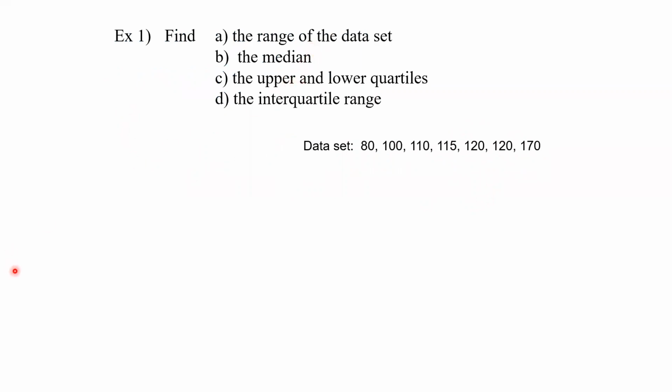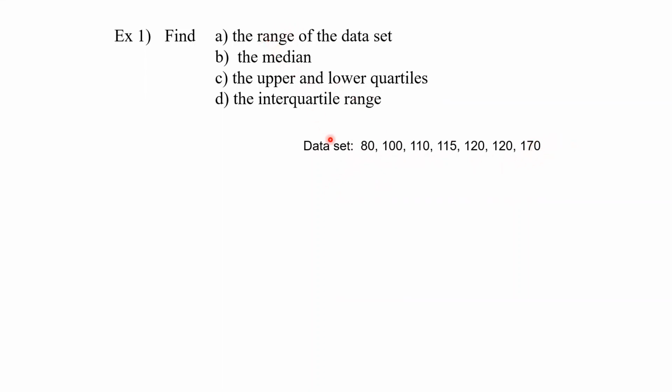Let's look at an example where we have a data set, and we want to describe the range, the median, the upper quartile, and the lower quartile, and then find the interquartile range. This is a very simple data set with very few observations. As you can see, we have 7 observations here. This data is already arranged in ascending order, with the lowest being 80 and the highest being 170.